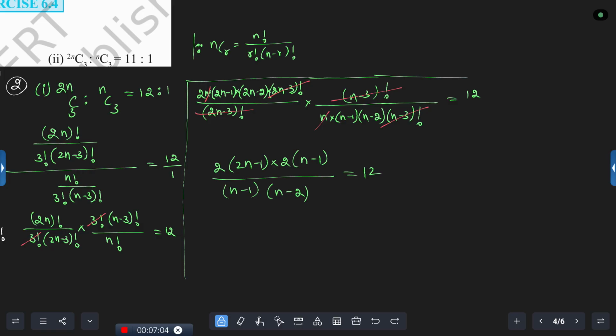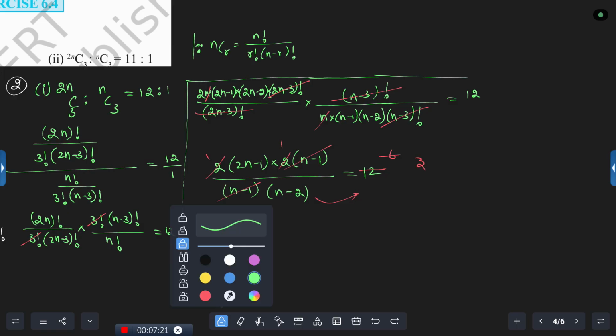Again, what is possible to cancel? n minus 1, n minus 1. Have you noticed it? Now, the 2 also you can take. 1 time, how many times? 6. Again, 1 time, how many times? 3. Take this and cross multiply. So, what am I getting now?